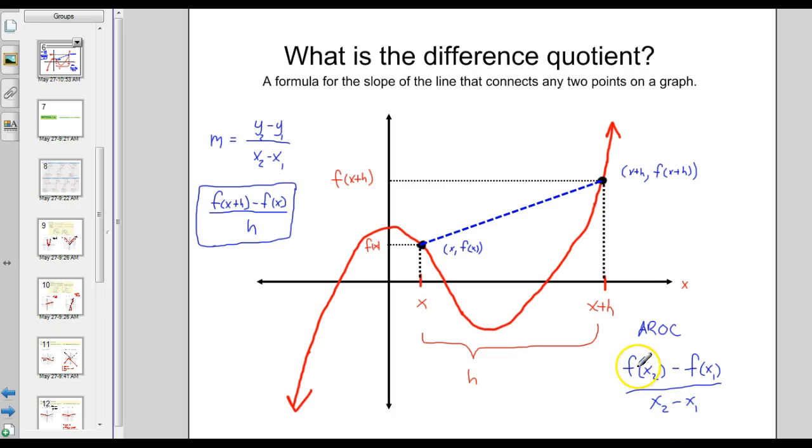So if you're ever told to find the average rate of change, the only thing that's different between what you did before and what you're doing now are these two points and what we call them. What you're doing with an average rate of change problem and what you're doing with a difference quotient problem.